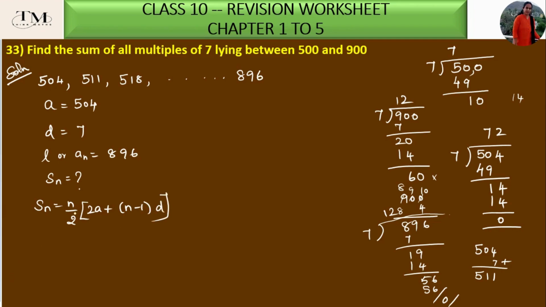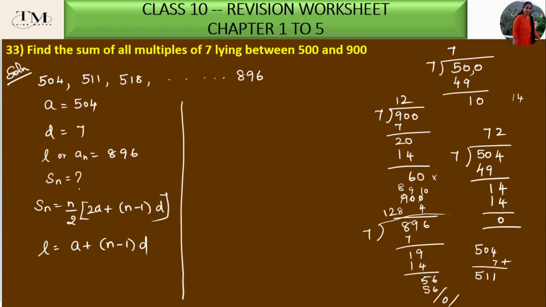Okay. So here we know A as well as D. What is not known? n is not known. So we have to find out that n. Now how to find n? We know the formula L equals A plus n minus 1 into D. So we know the last term, first term as well as D. So if you substitute here, we will get n.